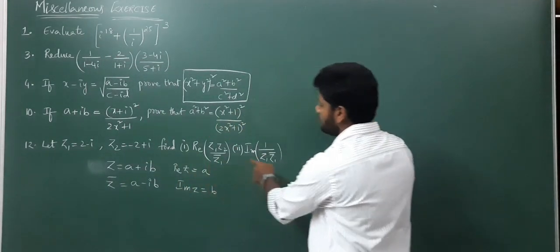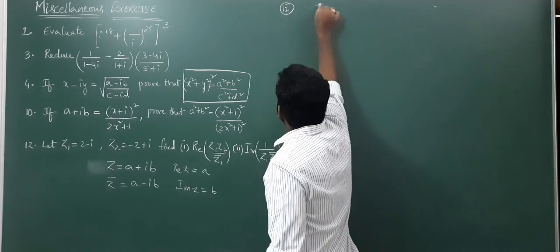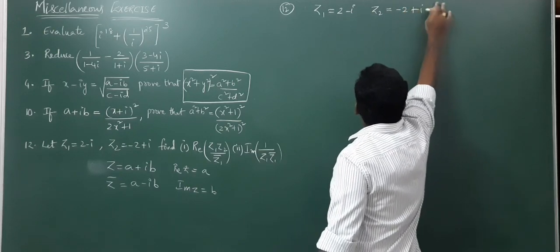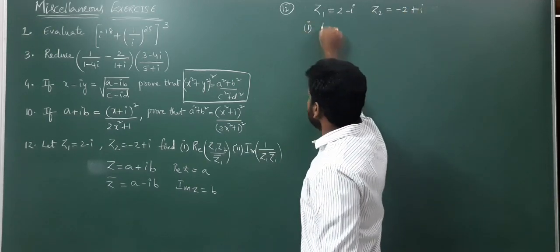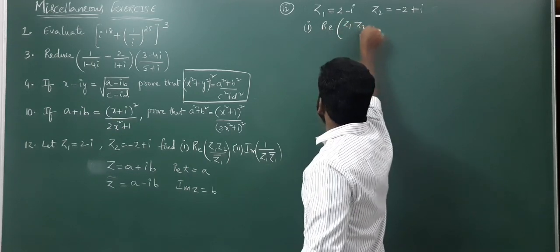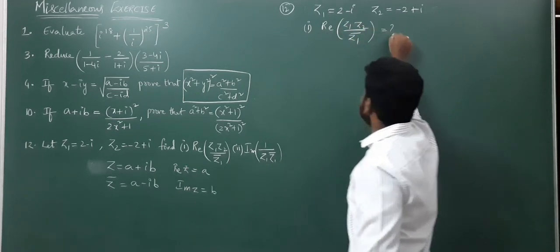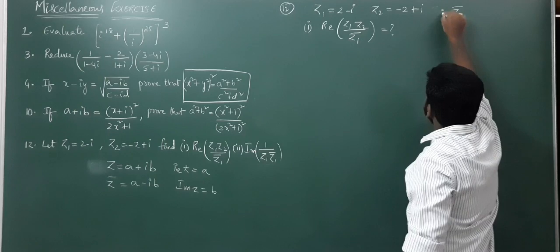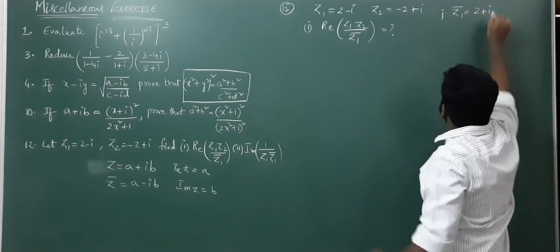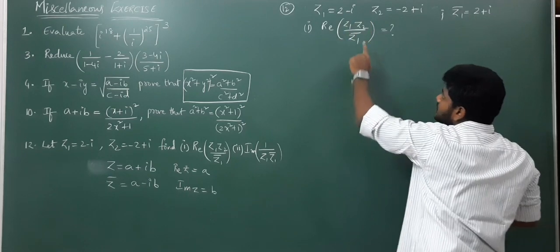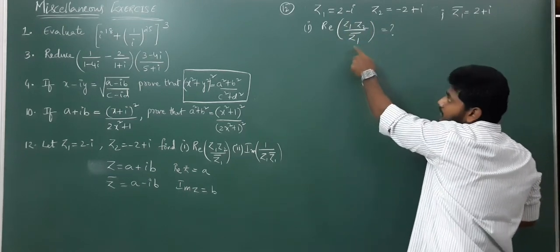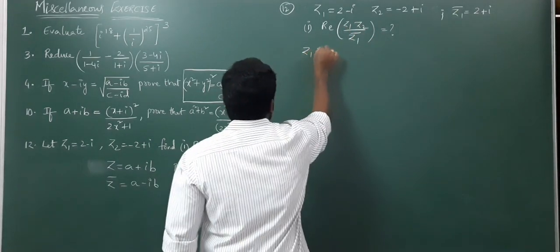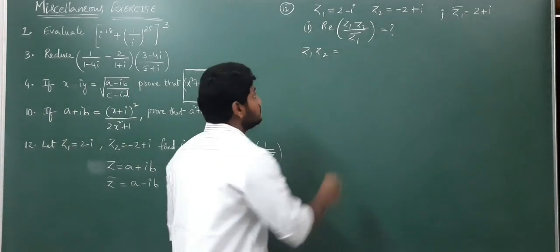See, one question I will solve, the remaining questions are here. The 12th one: given Z1 is 2 minus I, Z2 is minus 2 plus I. They asked to find RE of Z1 Z2 by Z1 bar, right? Now, first of all, from the given Z1, what is Z1 bar? Z1 bar is 2 plus I. If it is 2 minus I, the conjugate will become 2 plus I. Why have I found that Z1 bar? Because it is there in this LHS. Next, Z1 into Z2 is there. Multiply those two complex numbers.